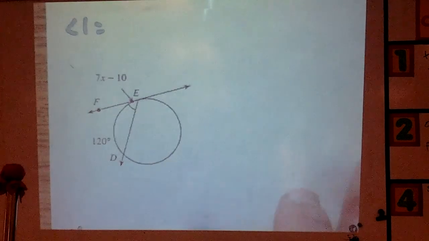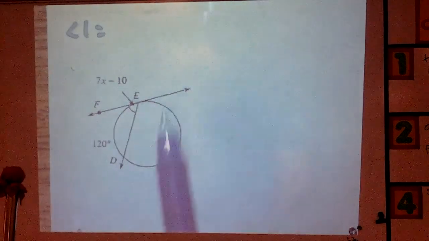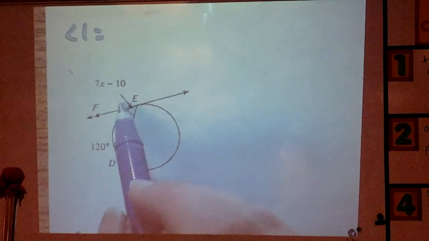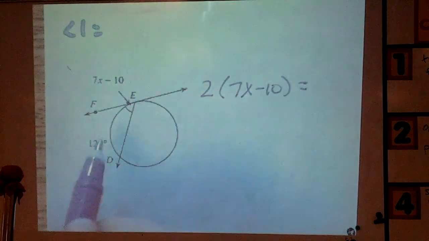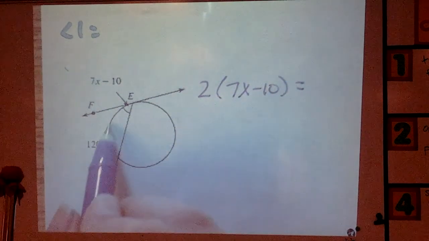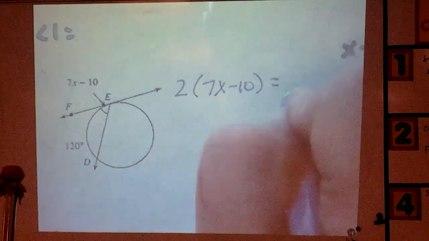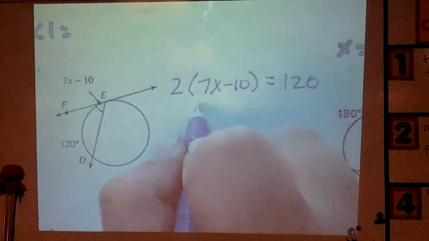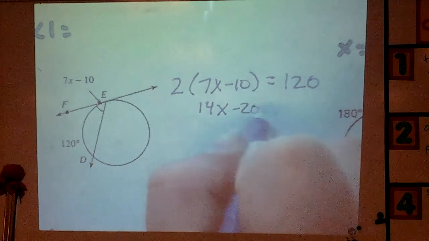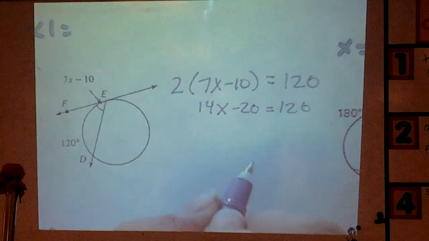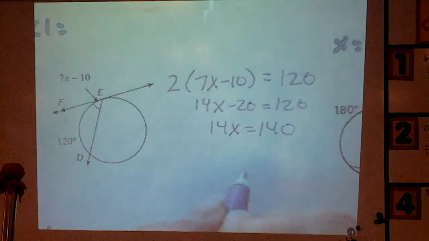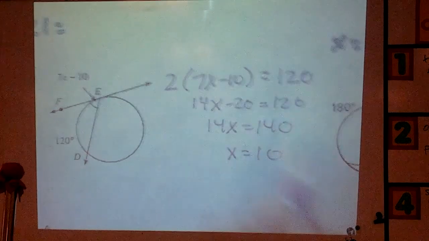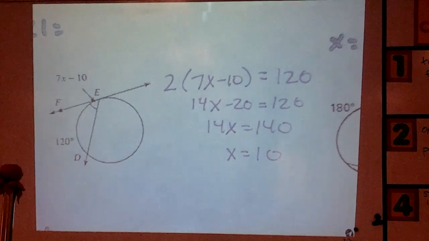The last problem that I haven't done is a little bit weird compared to the other ones. But all I'm going to do is double my angle. So 2 times (7x minus 10) equals this intercepted arc. So this is just kind of a weird other rule we have to know. Equals 120. So 14x minus 20 equals 120. Add 20 and divide by 14, and I get x equals 10. That's it. Study for tomorrow.